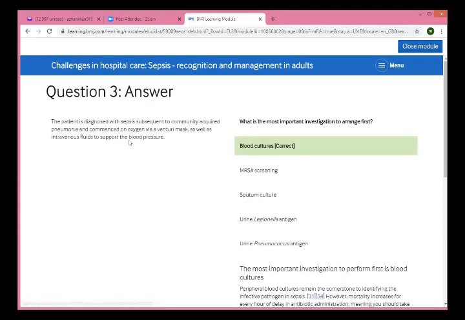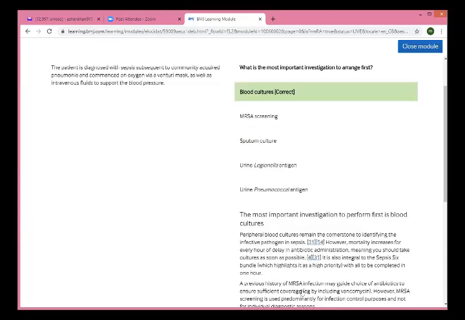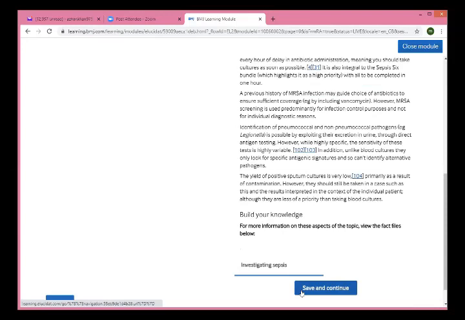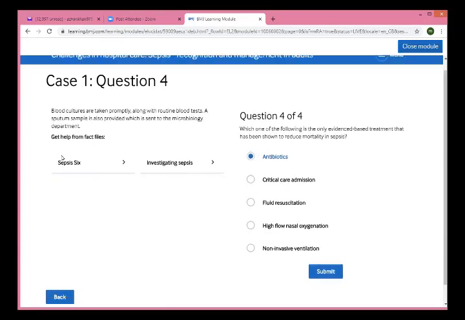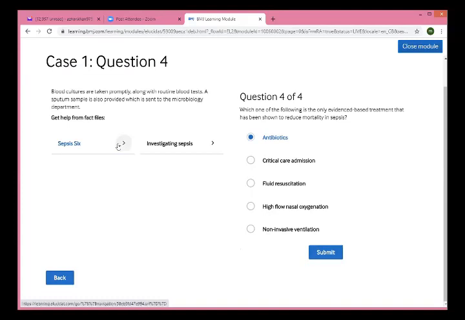So the patient diagnosed with sepsis secondary to community acquired pneumonia commenced oxygen via Venturi mask. And what next? Blood cultures were taken promptly. A sputum sample is also provided to the microbiology. Which of the following is the only evidence-based treatment that has been shown to reduce the mortality in sepsis? So antibiotics. Only antibiotics reduce the mortality. Sepsis 6. What is sepsis 6?